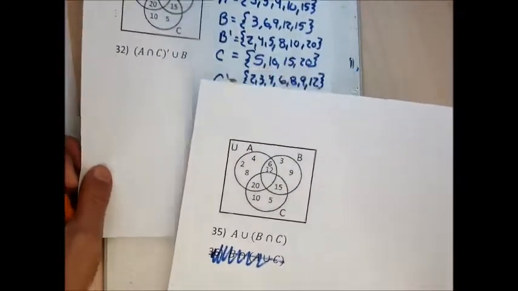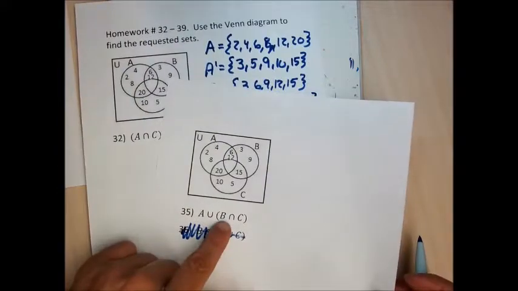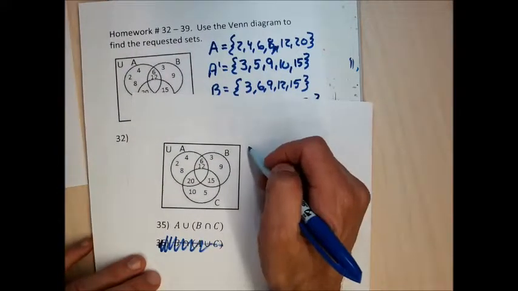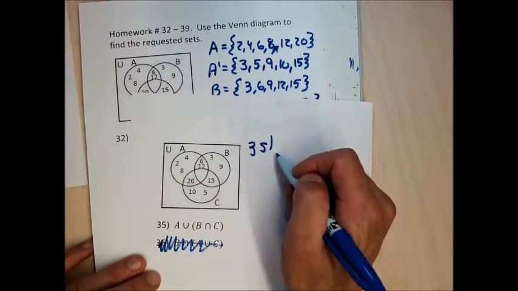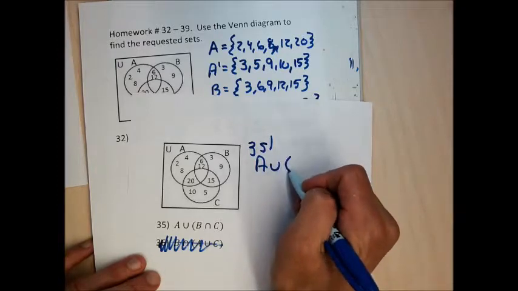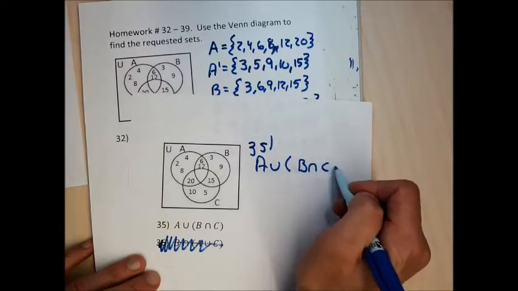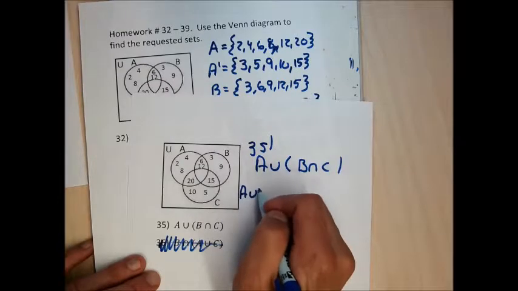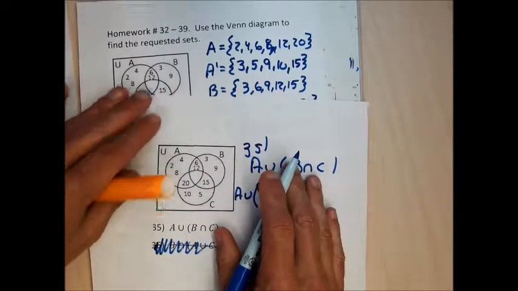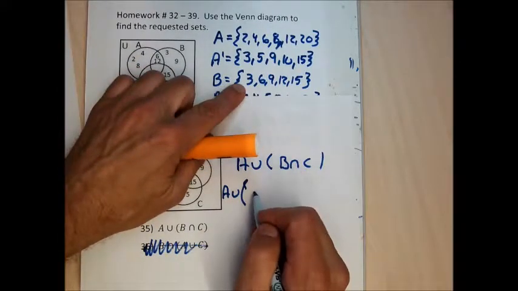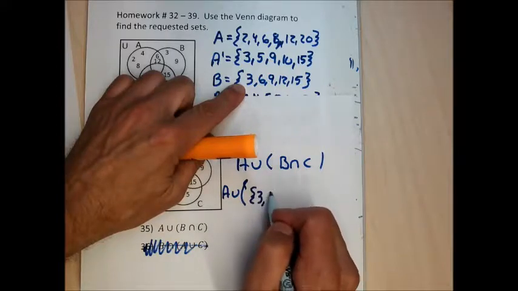To start with 35, the first thing I need to do is B intersection C. So for 35, it has parentheses. I need to do those first. To do the parentheses, I'm going to write for B 3, 6, 9, 12, and 15.